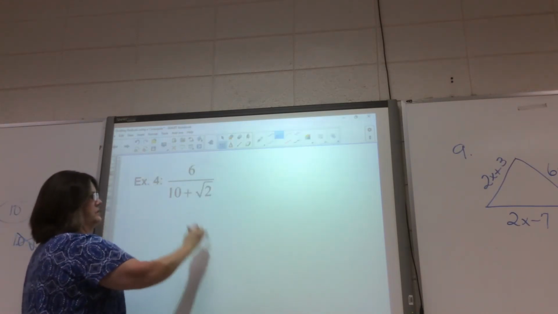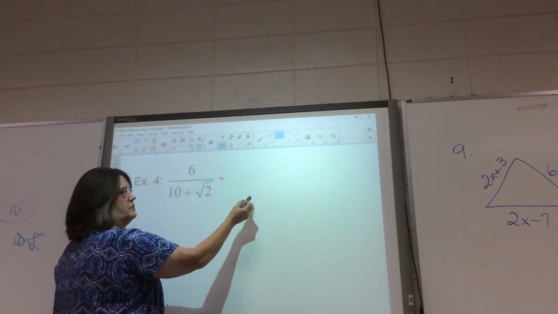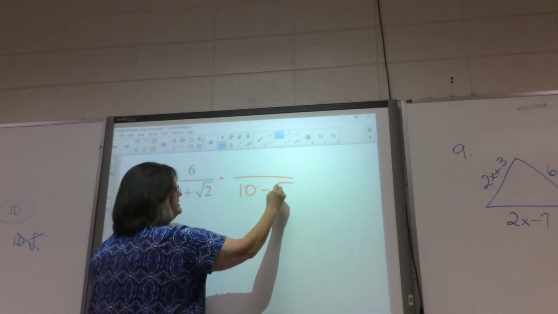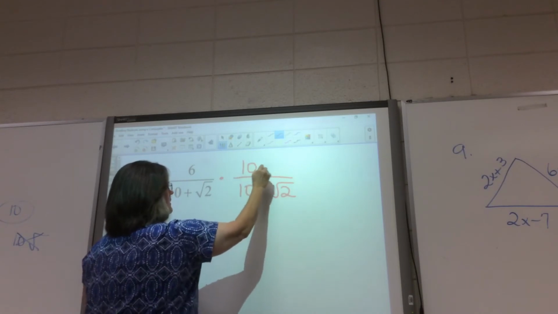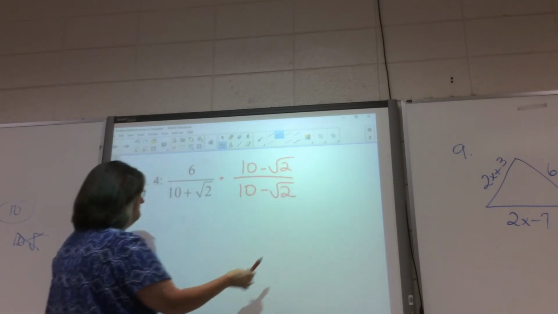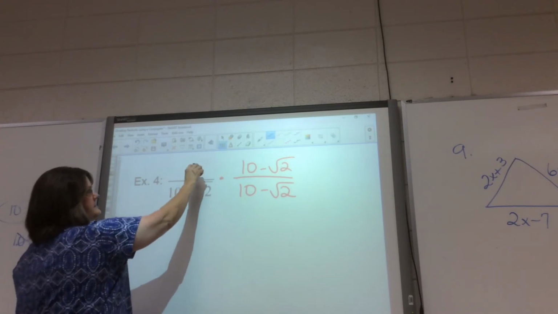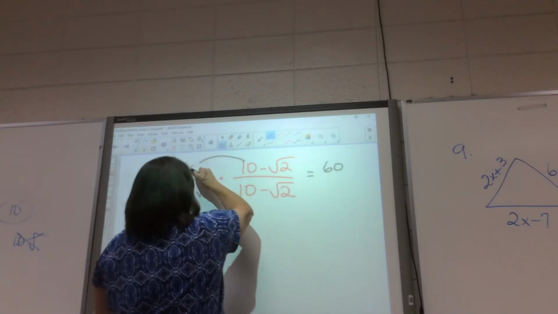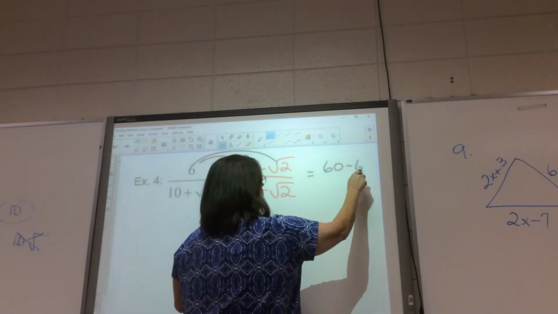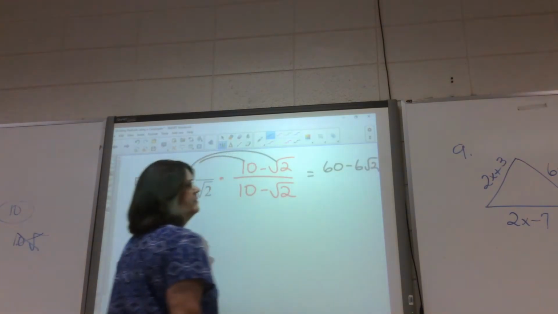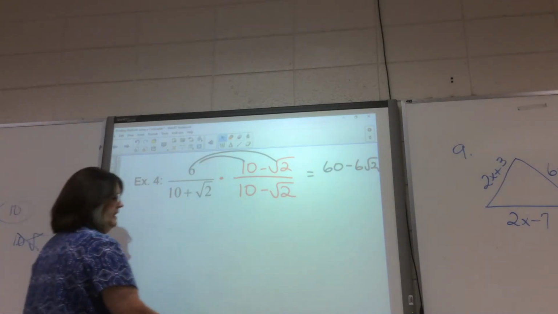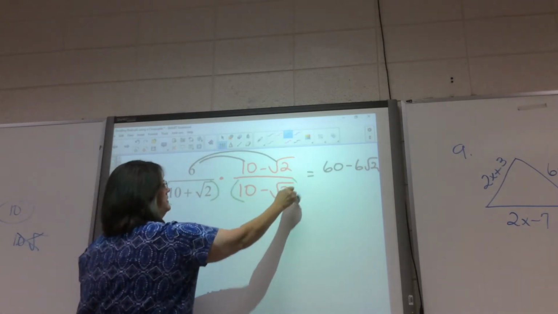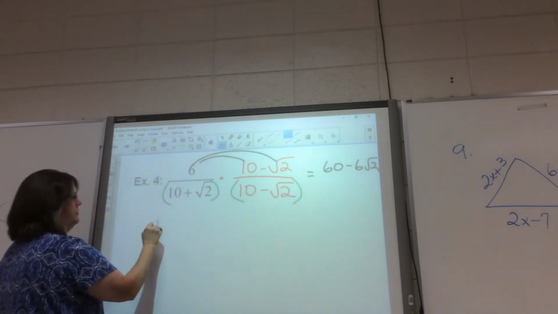Let's try it with numbers. So I have 10 plus the square root of d. The radical is, the conjugate is 10 minus the square root of 2. Right? So that's going to give me 6 times 10, which is 60, minus 6 times the square root of 2 in my numerator. Now I'm going to take my denominator and multiply those. 10 times 10 is 100.